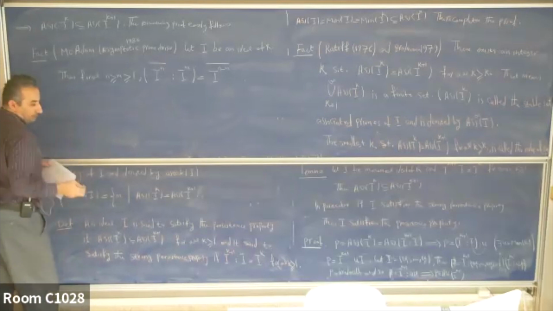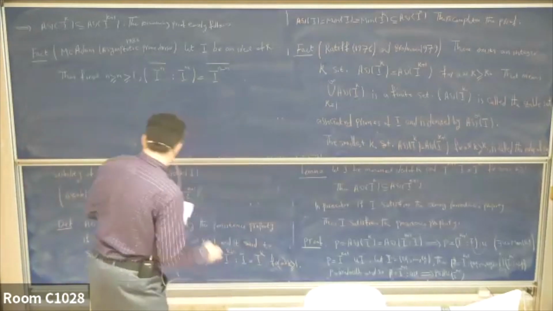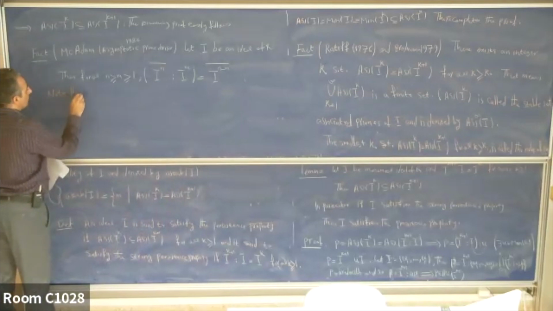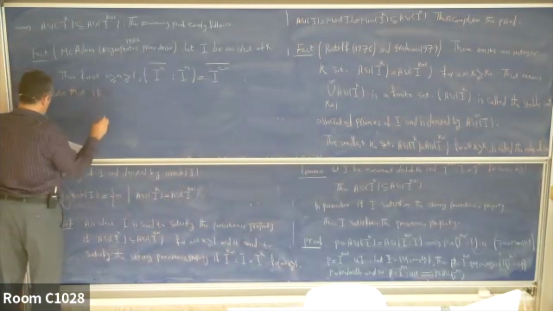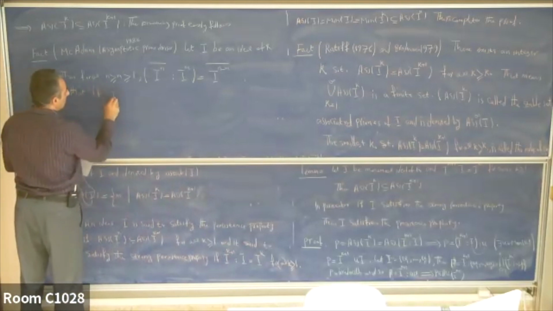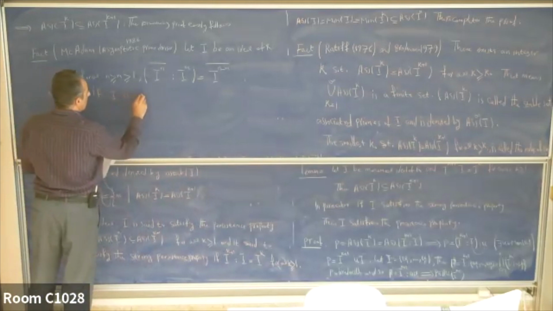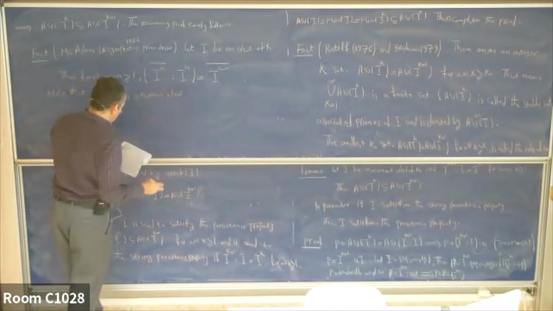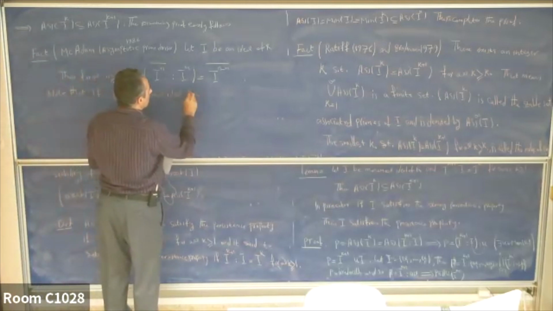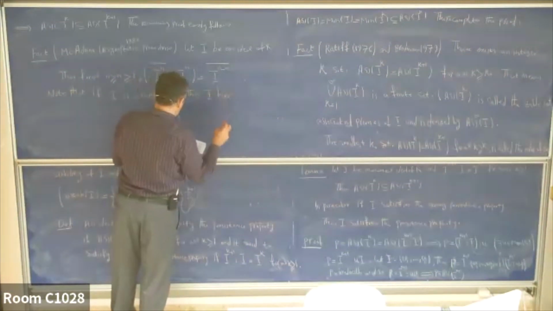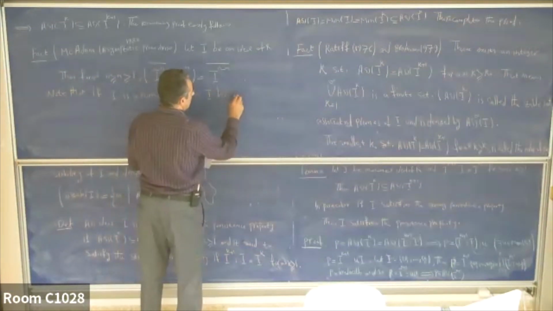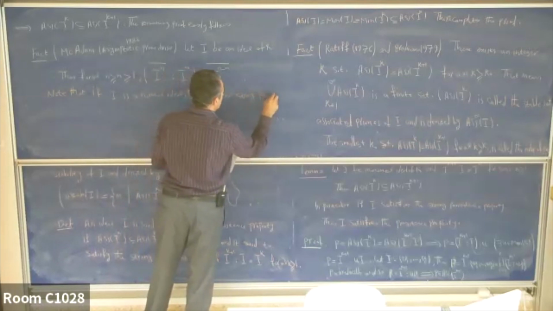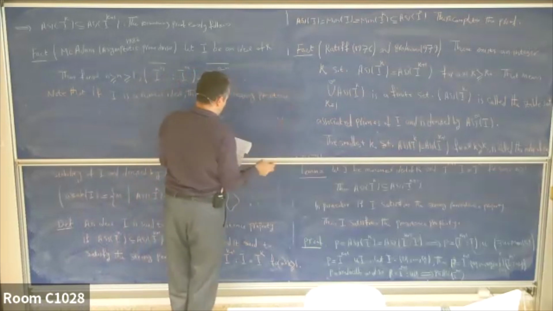Note that if I is a normal ideal, then I has a strong persistence property. A strong persistence property.